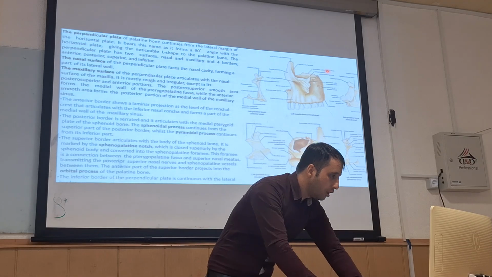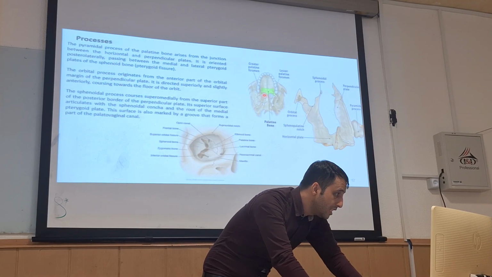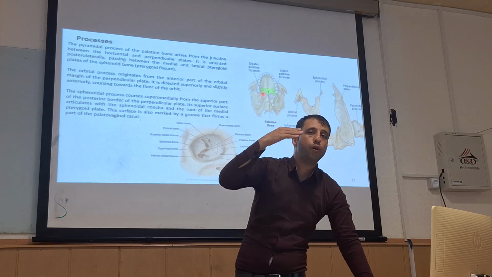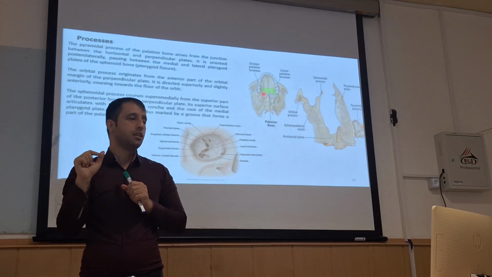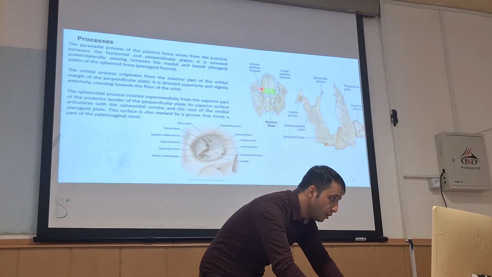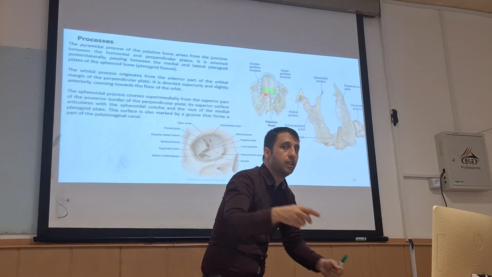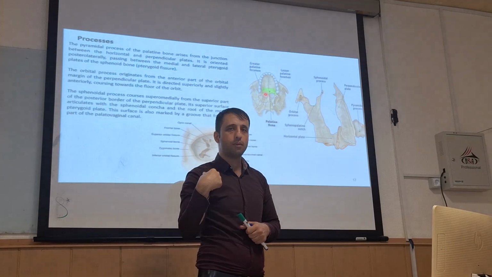The inferior opening of the greater palatine foramen is here. It is located at the posterolateral side of the horizontal plate. It is the horizontal plate. The posterolateral side is the site of opening of the greater palatine foramen. Okay?